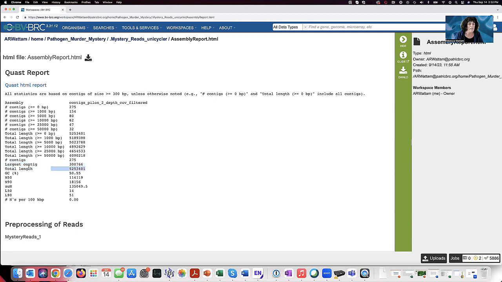And then the length. So here's the total length. In genome lingo, we would say this is 5.25 Mb, megabase pairs, or million base pairs. And that is pretty much right within the target of what we would expect this genome to be. So I'm thinking that this is pretty good.